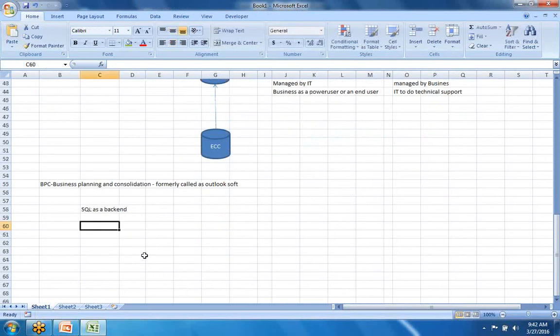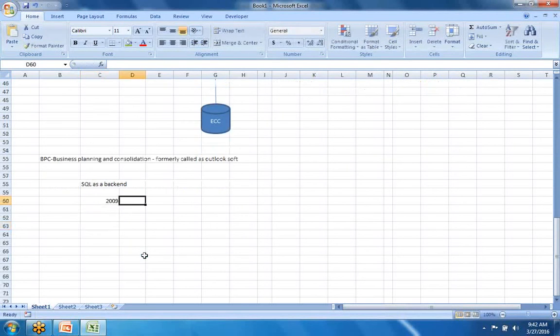So the first version of BPC fully integrated to BI was brought in the year 2009, which was called the 7.0 NetWeaver version. Six months later, more features were added to this product, and they brought the 7.5 NetWeaver version.